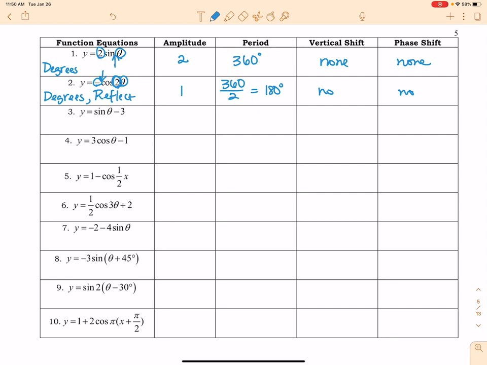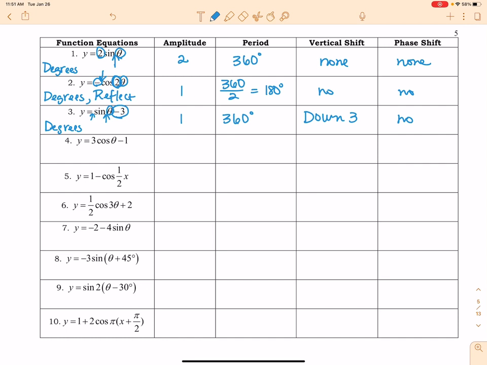All right, example 3, I'm still using theta here, so I'm still in degrees. There's no negative in front of sine, so there's no reflection. The amplitude, since there is an understood 1 in front of sine, is 1. The period, since there is no value between sine and theta other than 1, is going to be 360, just like the parent function. And then, of course, I've got this negative 3 tacked on at the end. The negative 3 is not in parentheses, so that means that it is not a phase shift. That means that we are moving the whole graph down 3.